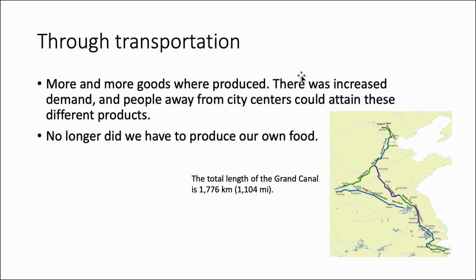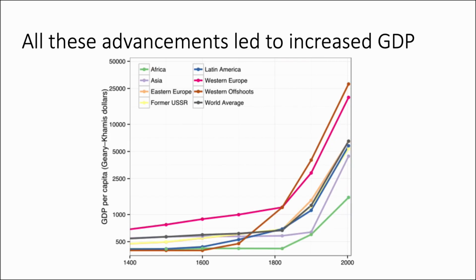More and more goods were produced. This increased demand, and people away from city centers could attain these different products. No longer did we have to produce our own food. So this encouraged people to move away from an agricultural life and more into a city life.